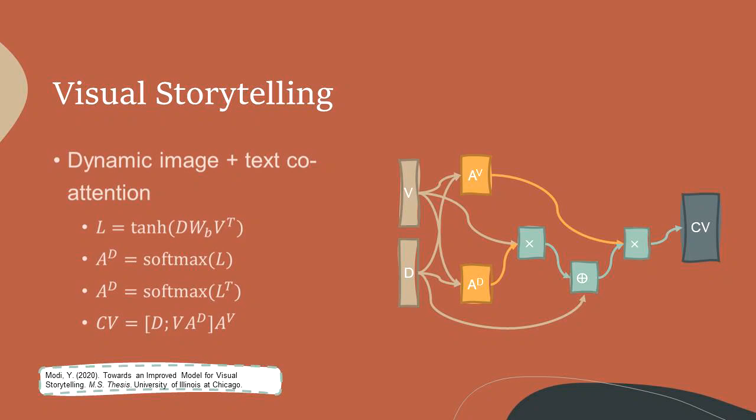Given those two representations, where V is the image embedding and D is the description embedding, we compute an affinity matrix L as shown in the slide here, where W is a weight vector that is randomly initialized from a normal distribution. We normalize the matrix row-wise to obtain a set of attention weights A superscript D for the description embedding, and column-wise to obtain a set of attention weights A superscript V for the image embedding. We then map the description embedding space into the image embedding space using these weights to produce the updated context CV. This process is illustrated to the right here.